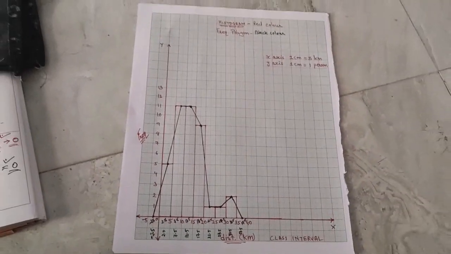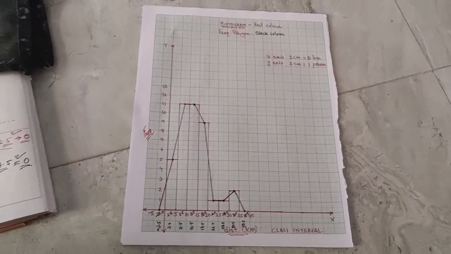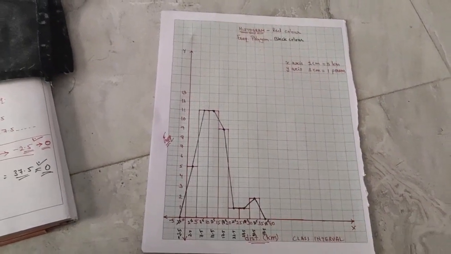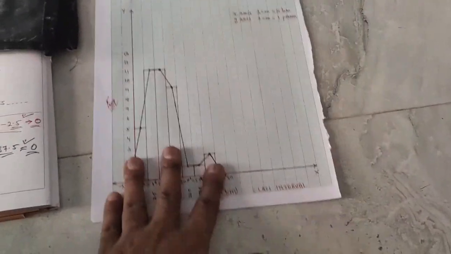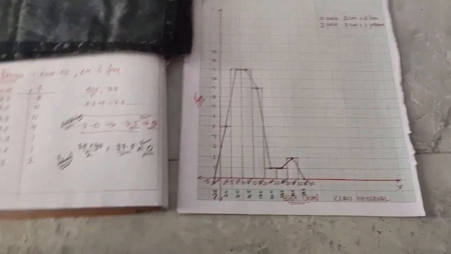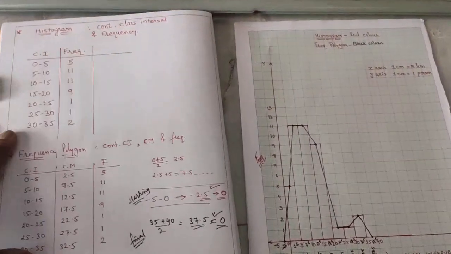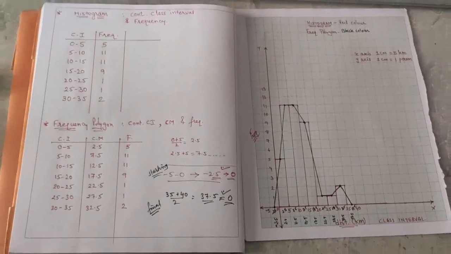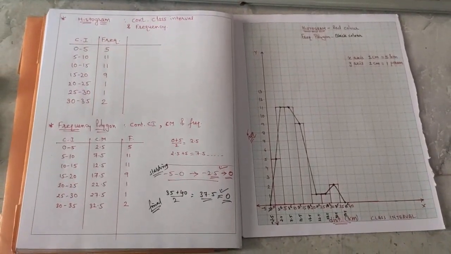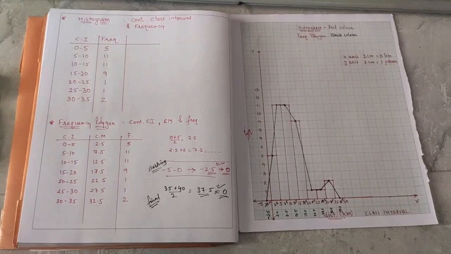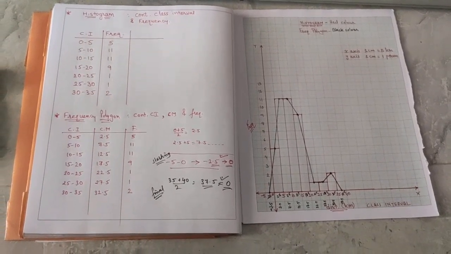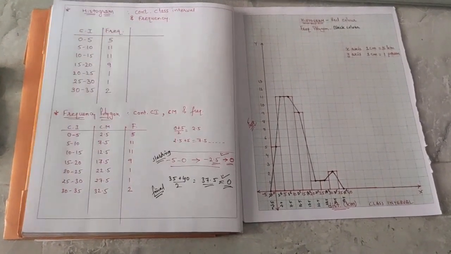So this is how you do histogram and frequency polygon. I'll show you ogive in the next graph, because it requires finding the cumulative frequency. I remove this one so you can see the histogram. Histogram is mentioned in red color and frequency polygon is mentioned in black color. I hope you understood this one. Let us move on to ogive graph.